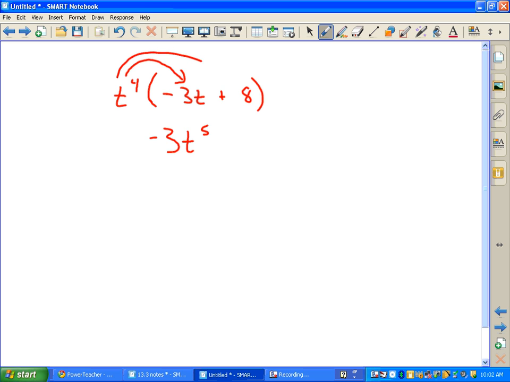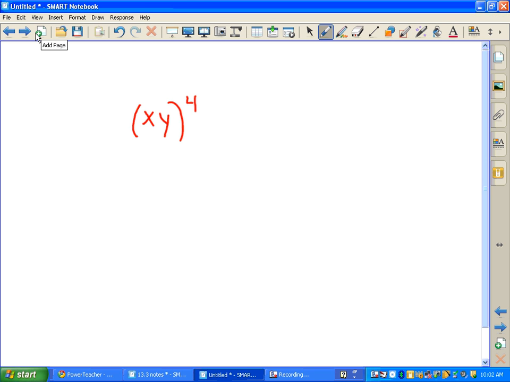And then I have to multiply by the 8 as well. 8 times 1 is 8. And this has no t's to add the exponents with, so I just bring the t to the 4th down with this. And again, I always double check that this is in standard form, which this one is. I have 5th power, then 4th power, so that is standard form. That's my answer. Just using those rules: multiply the numbers out front, add the exponents. Whether it's just single terms or distributing, do it the same way.